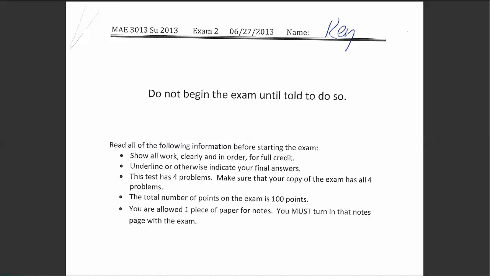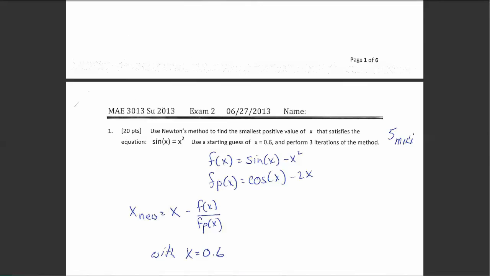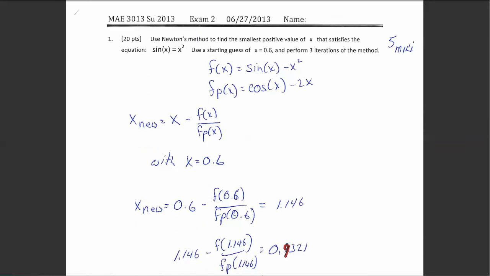There were 4 problems. Let's go down to problem number 1. It says use Newton's method to find the smallest positive value of x that satisfies the equation sine of x equals x squared. We're going to use a starting guess of x equal 0.6, and I asked you to perform 3 iterations of the method.